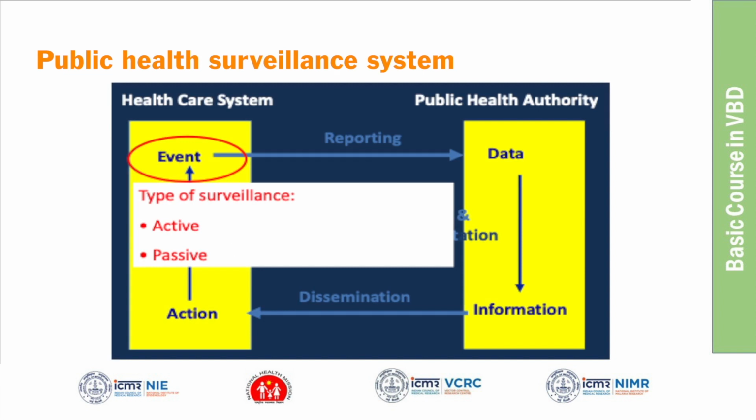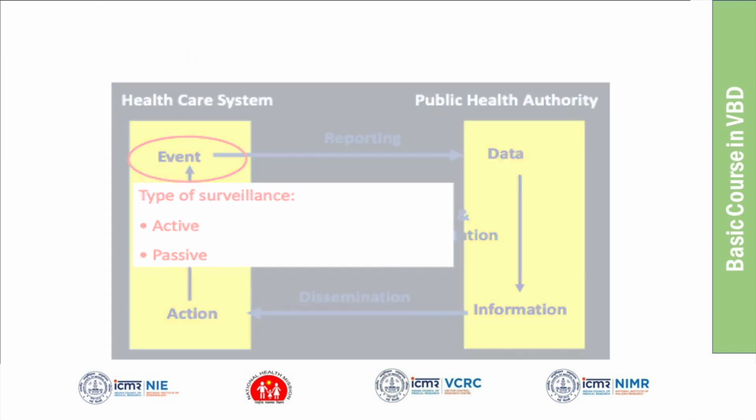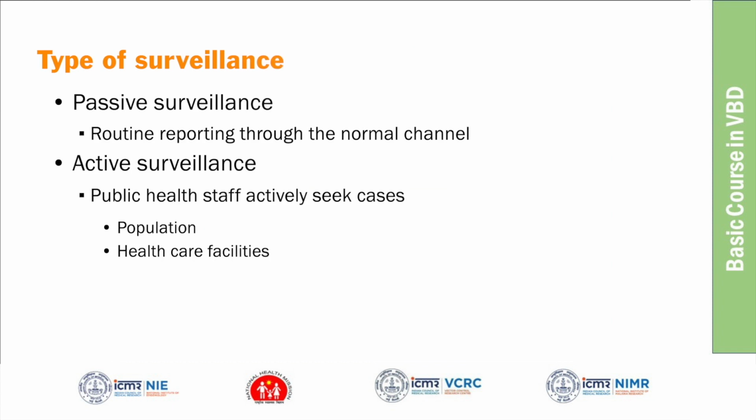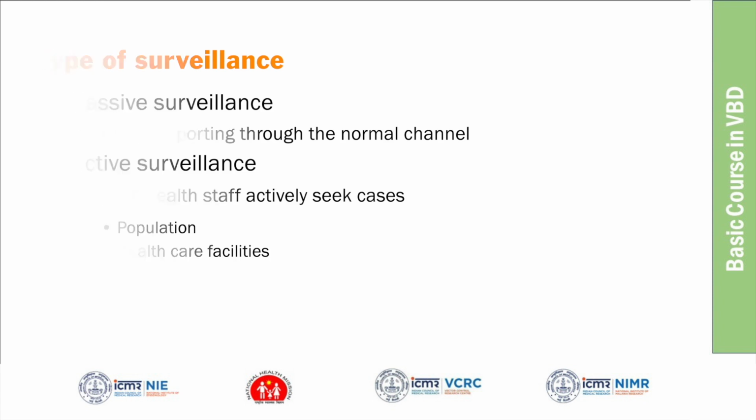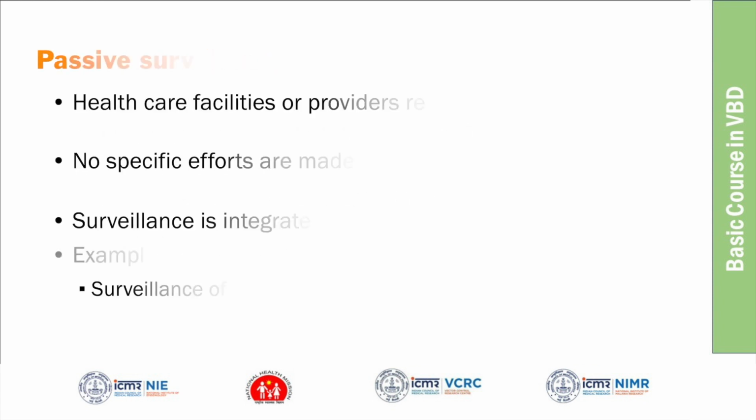So the next one is types of surveillance. Primarily, there are two kinds of surveillance system everywhere, maybe in the globe or in India also. One is the active surveillance system and the other is the passive surveillance system. The passive surveillance system is just routine reporting through normal channels, and in active surveillance, healthcare workers or staff are actively seeking the cases in the population or healthcare facilities.